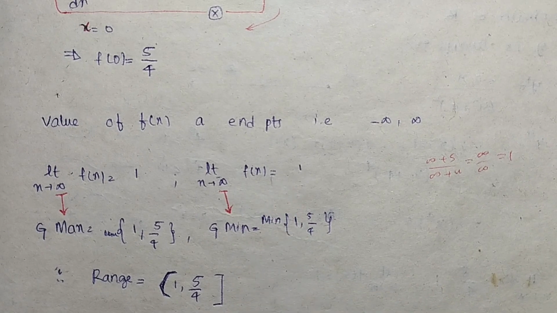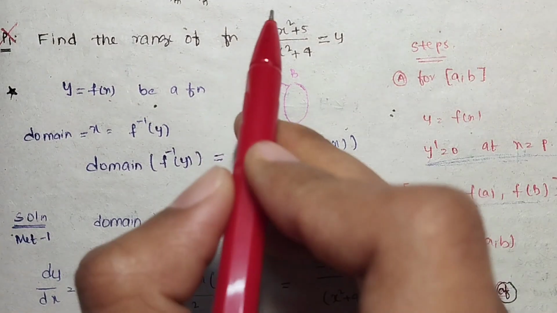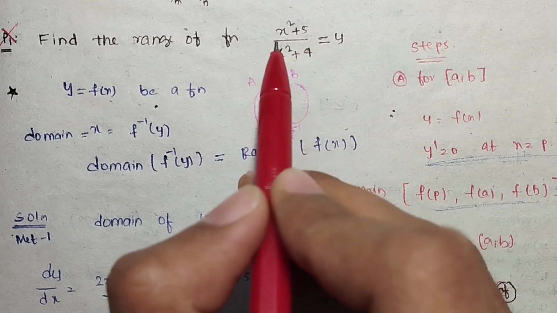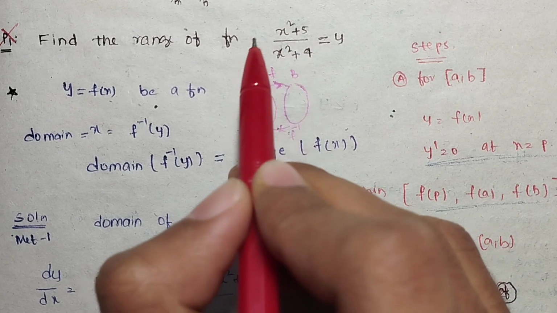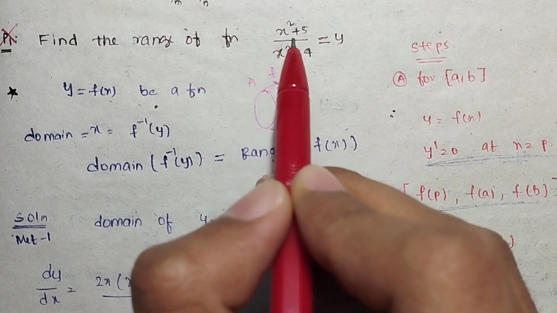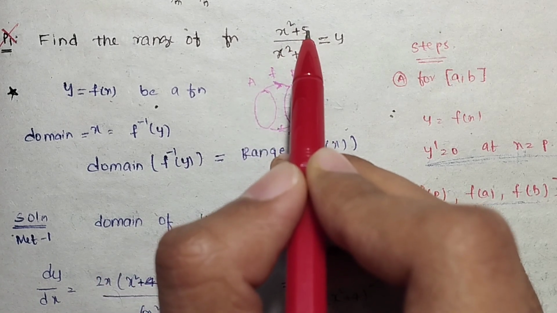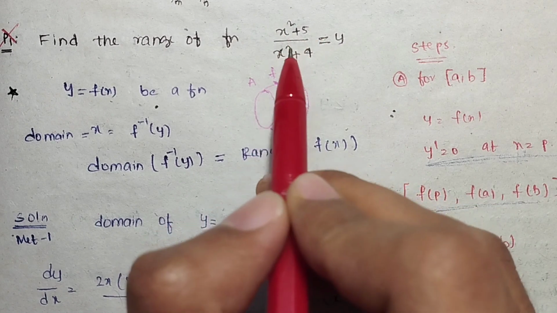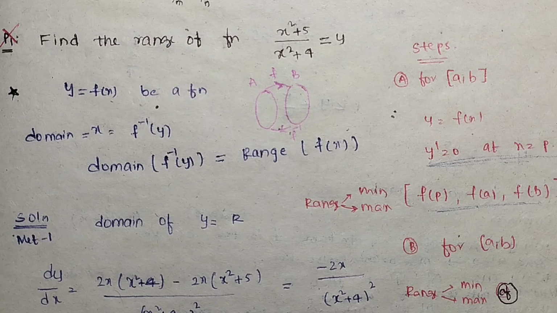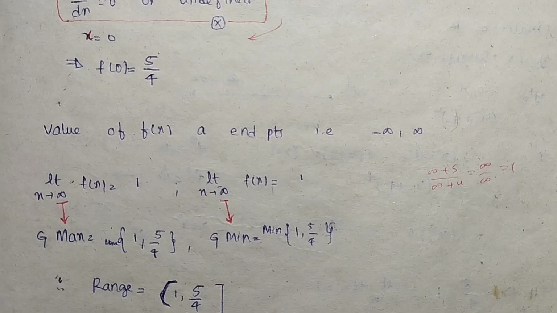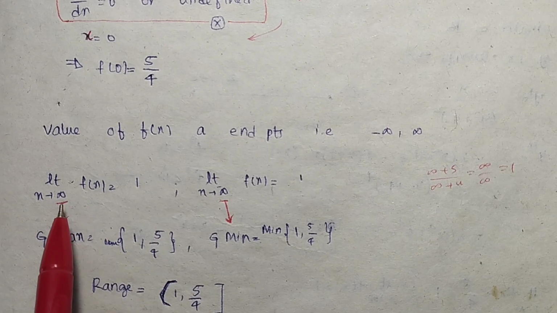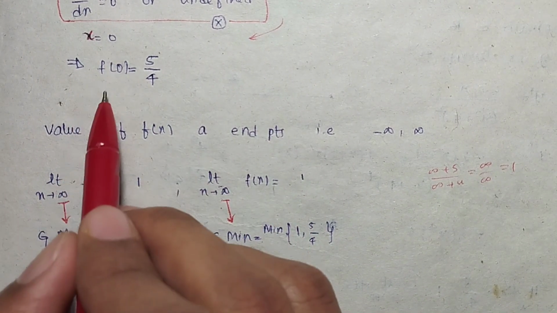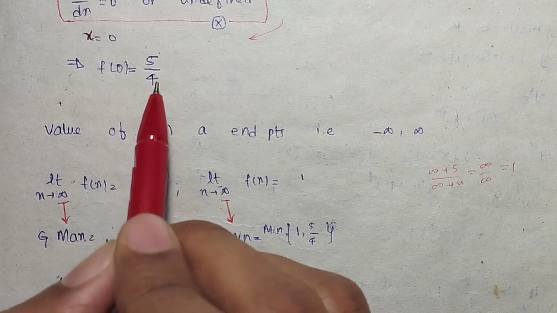How do you check it? You take x square common from the numerator and denominator, so it would be 1 plus 5 by x square by 1 plus 4 by x square. As x tends to plus or minus infinity, the term with x square in the denominator tends to 0 and you remain with 1. That's how you get the limits as x tends to infinity and x tends to minus infinity. Both limits are 1. And f of 0, the critical point, has the value 5 by 4.